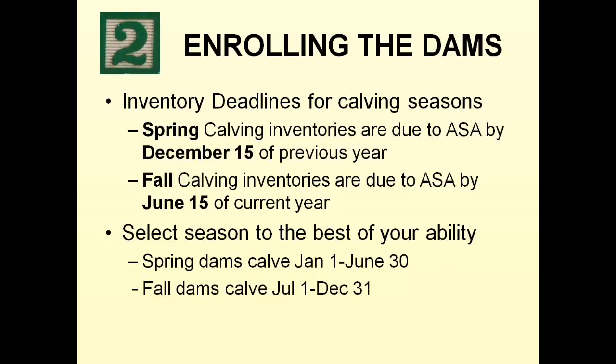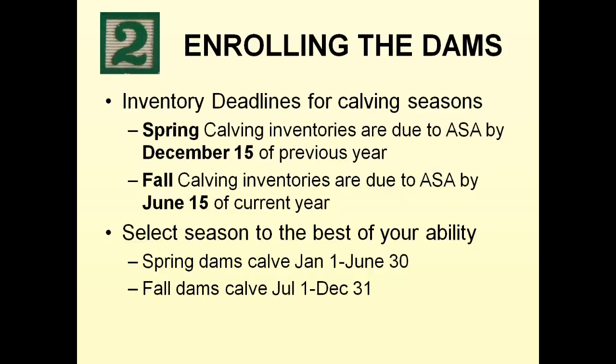Then we move on to step 2, which is enrolling the dams. Your inventory guidelines for your calving seasons. This is where breeders tend to get a little caught up. ASA considers a spring calver to be anyone who calves between January 1st and June 30th. A fall calver is any cow that calves between July 1st and December 31st.